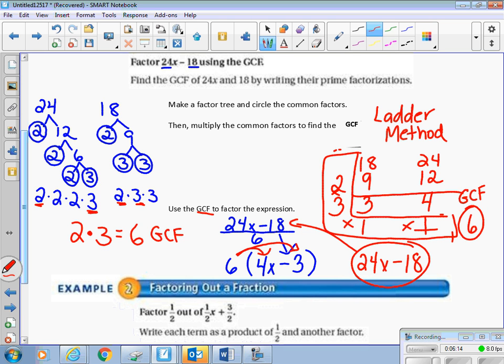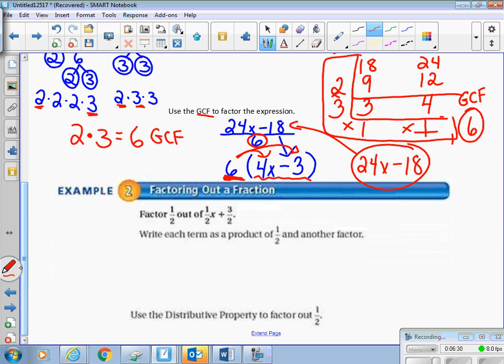So once you know what the GCF is, your GCF is your first factor. Your second factor, what's inside parentheses, comes from dividing the expression by the GCF. Let's look at another one. In this one, they're just telling me to factor out 1/2. Not the GCF, but 1/2. That's what they want me to factor out. Therefore, 1/2 will be my first factor.